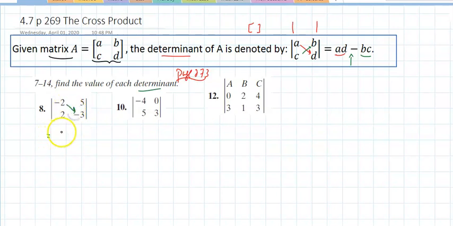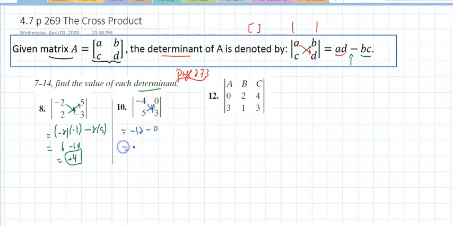That is negative 2 times negative 3, which is a 6, minus 2 times 5, which is a 10, and that will be a negative 4, and that's pretty much it. For a 2 by 2, straightforward. How about if I wanted to do this? That's a negative 12 minus 0. That turns out to be a negative 12.